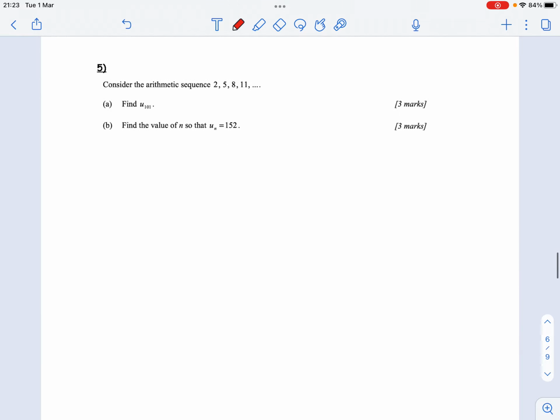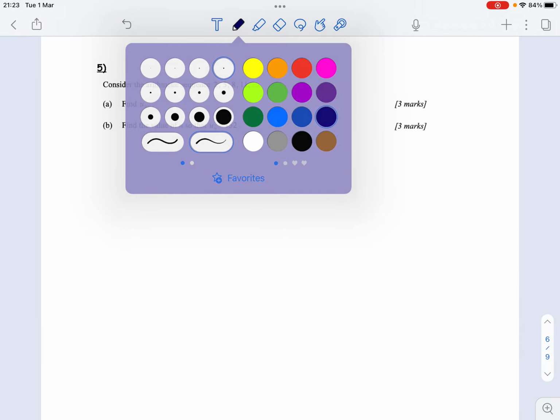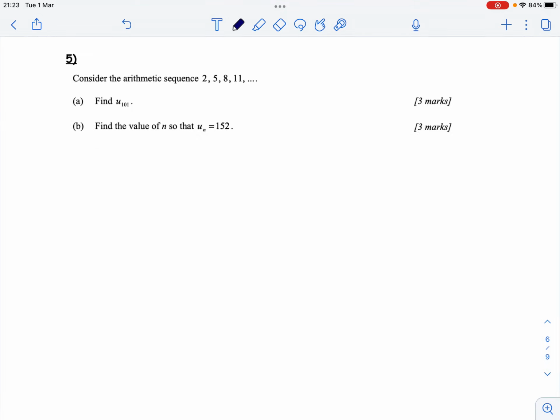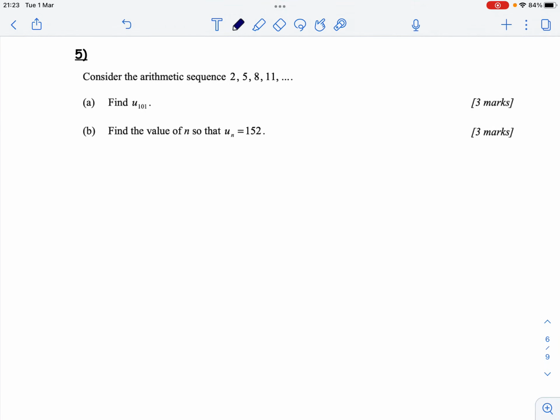Next question. Last question of this video. Consider the arithmetic sequence 2, 5, 8 and 11. If you see, they are asking directly for the 101st term. Not possible, time consuming. Even if the difference is 2, you cannot write up to 101. You have to show some working.